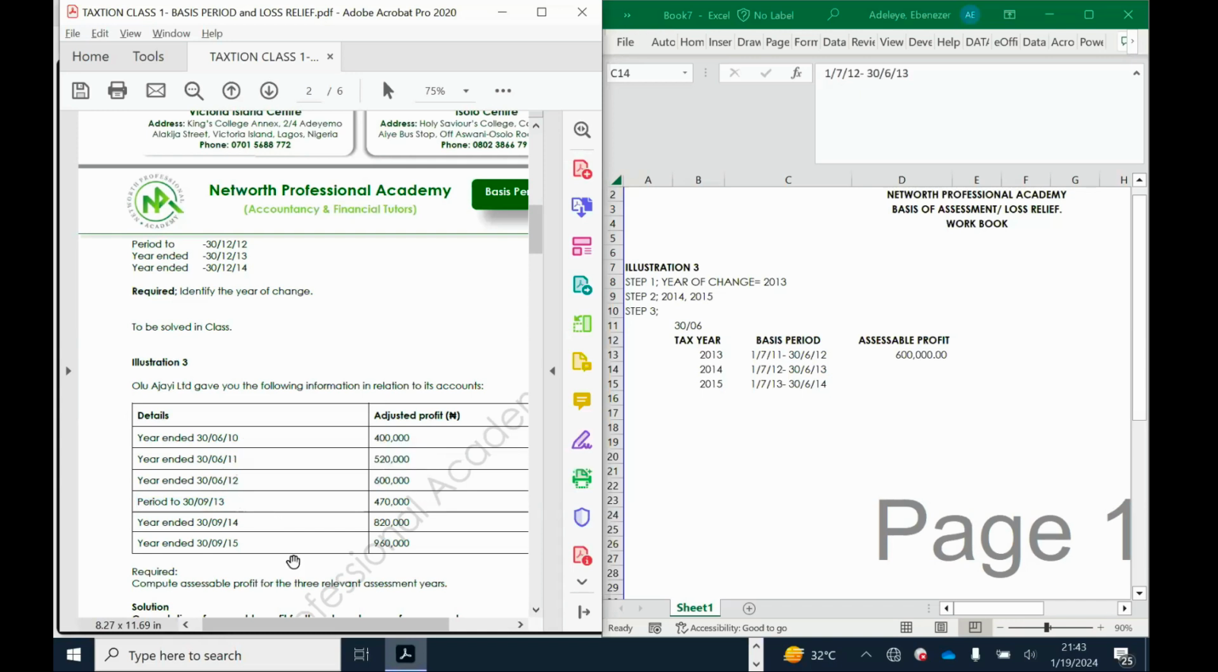That is 15 months. So the period that we're looking for is between this and this, right? That was the first year of change. So for us to be able to get our 12-month period within this 15-month period, what do we do? We prorate.